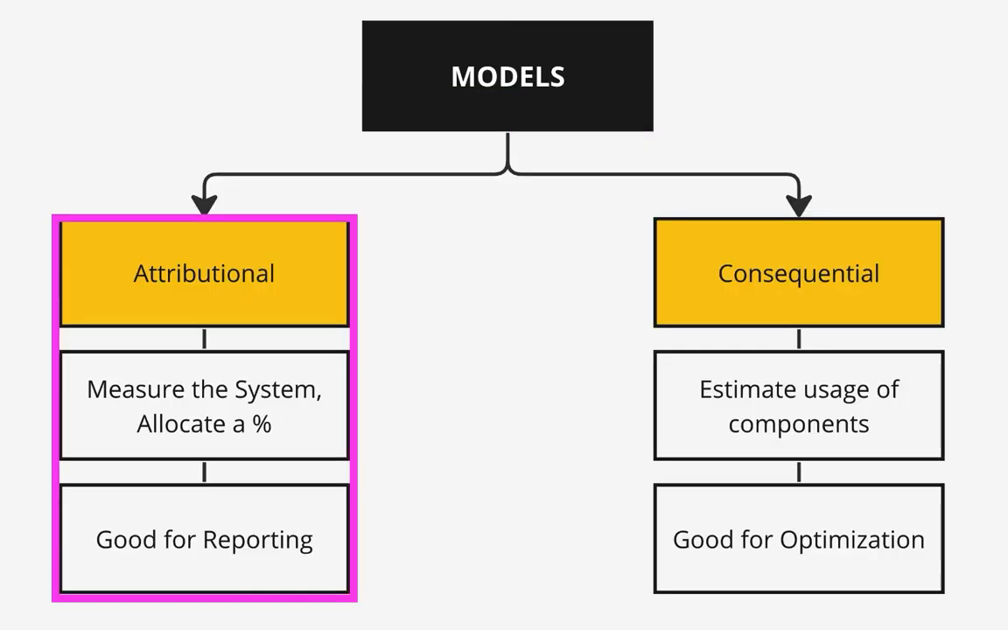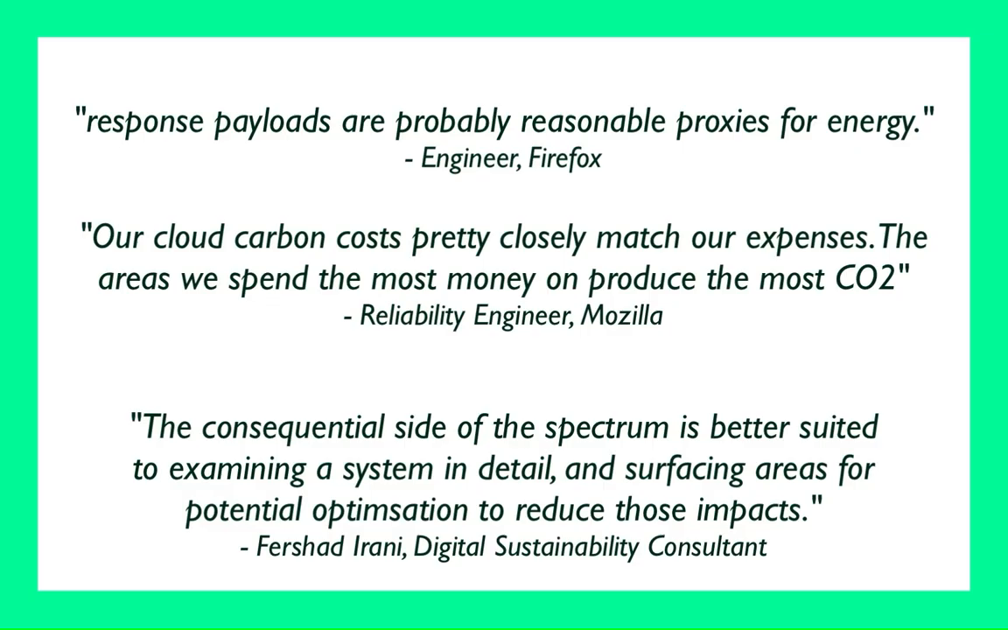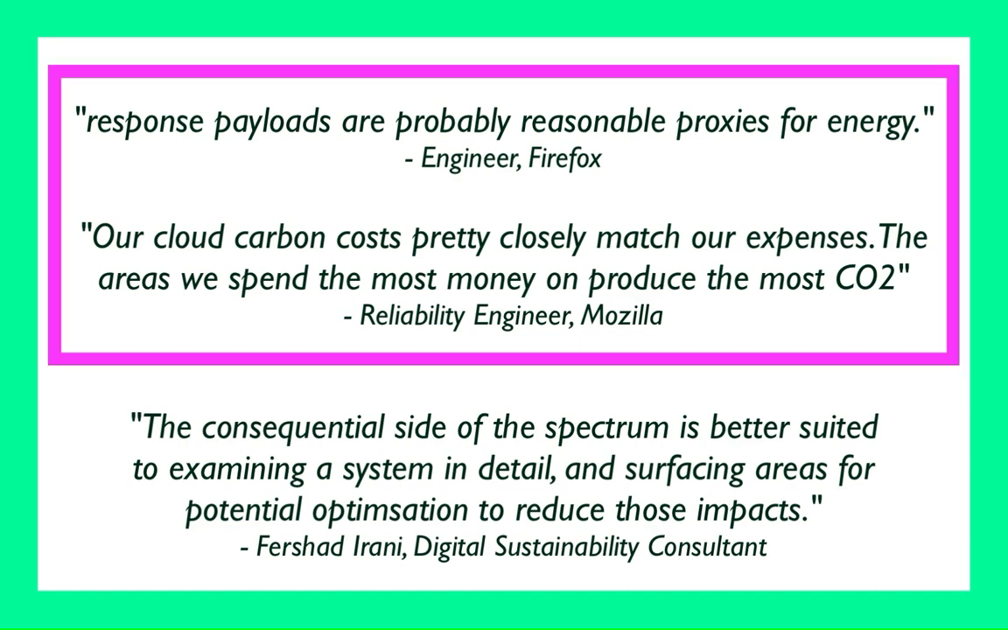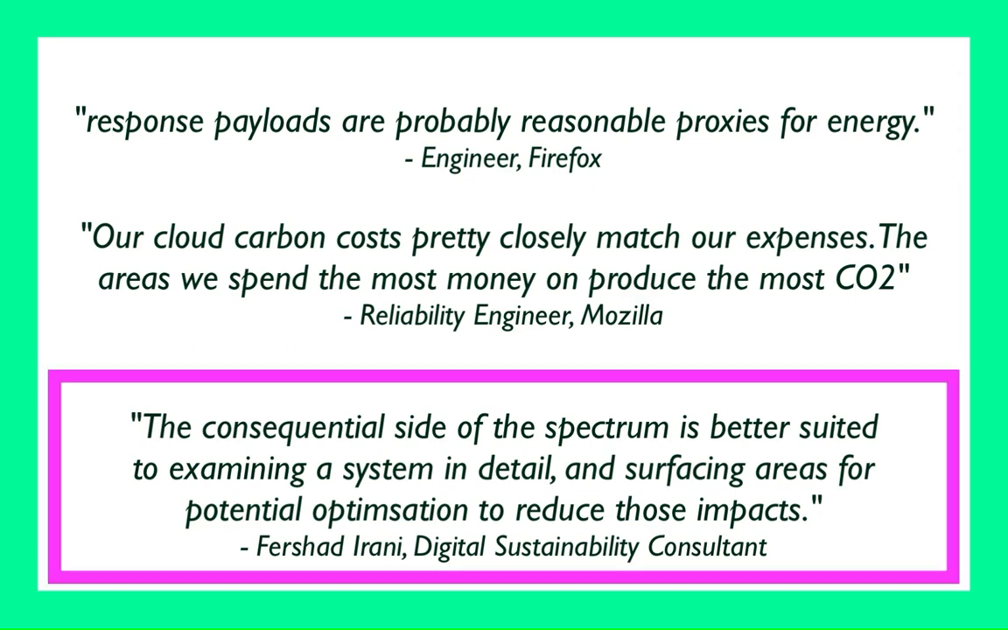The first method is good for reporting, such as in greenhouse gas emissions reports. The second is good for optimization, when you want to find a particularly intensive portion of your system and improve upon it. Now, there's a lot of discussion on the best ways to do these things, and some people err on the side of simplicity, which is usually the attributional model of doing things, and some err on the side of fine-grained measurement, which is the consequential method of doing things.